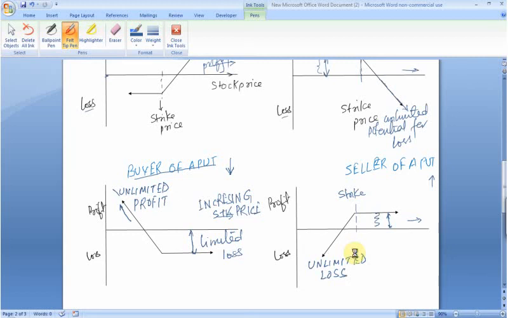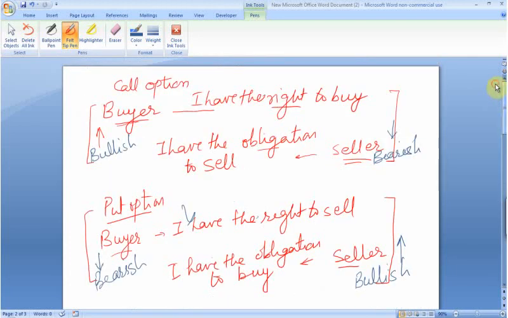So again, just to say, the buyer and the seller are on opposite ends. The buyer of the call option says that I have the right to buy, and he will only buy when the stock price goes above the strike price, where it'll make sense for him, and he has the right to buy, but the seller has the obligation to sell to him. In the case of a put option, the buyer has the right to sell, and the seller will have the obligation to buy from him.